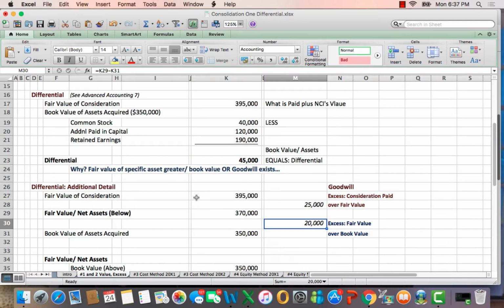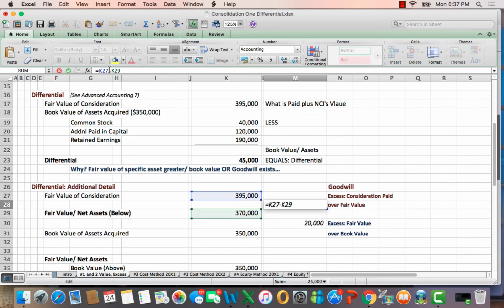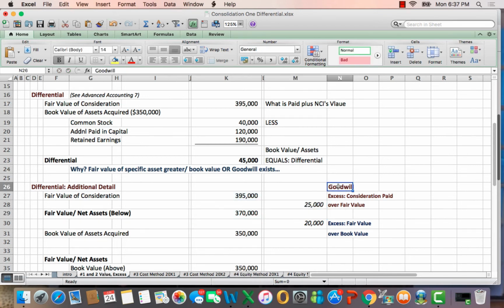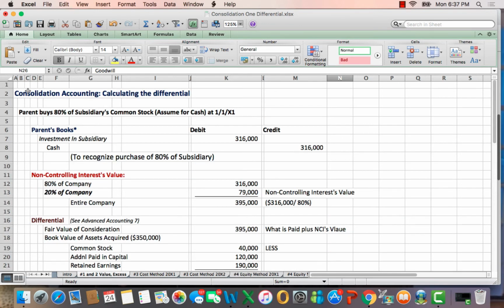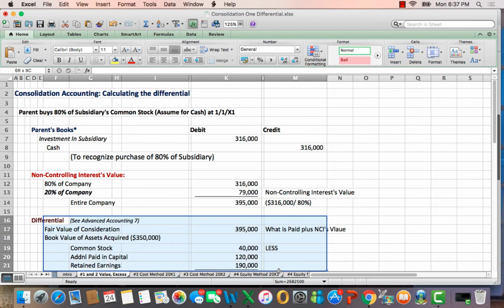To get up to $395, which is the fair value of everything, the remaining $25,000 difference, if I click on here, is posted to goodwill. So there is a new asset account called goodwill that's created. So what we talked about was, in consolidation accounting, how to account for the differential.